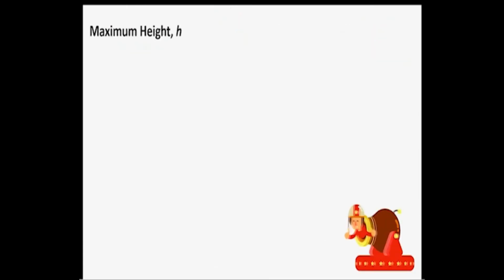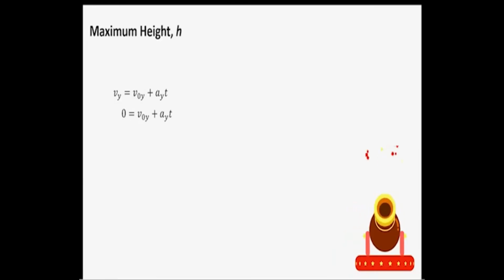Let's now derive the equation for maximum height h in projectile motion. Let's first derive the equation for the time needed to reach the maximum height, and we will derive that from this formula: v sub y is equal to v sub 0y plus a sub y t. Now, let's recall that at maximum height, the velocity v sub y of our projectile is equal to 0, making our equation 0 is equal to v sub 0y plus a sub y t.